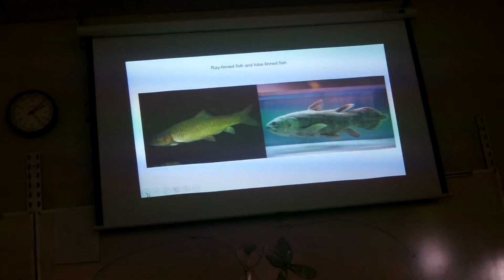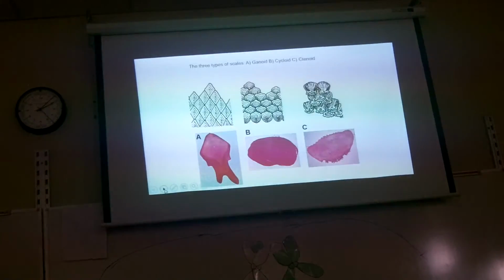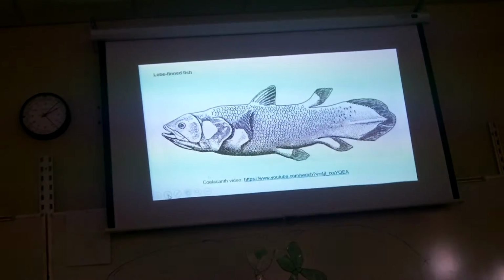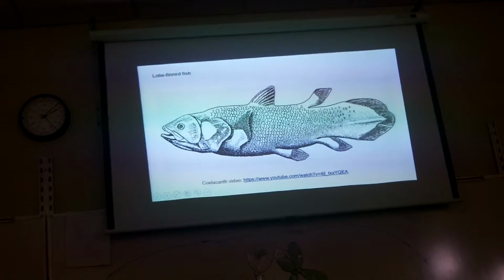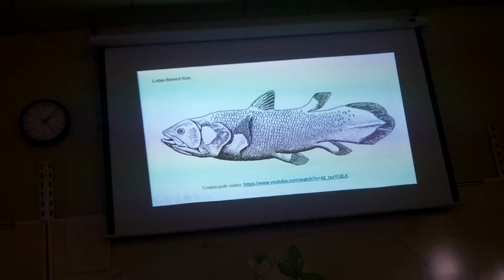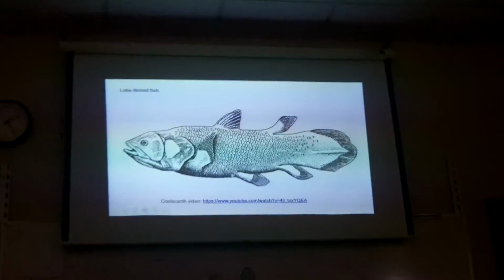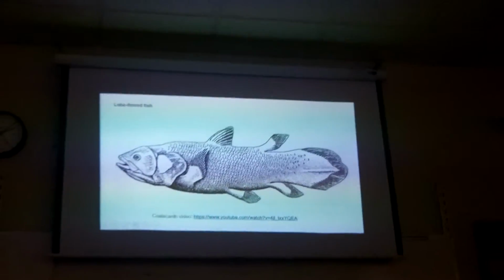And so that's what we see happen with these lobe-finned fish. Over millions of years, they evolve into the amphibians. And these lobed fins get larger and larger, and there you've got arms and legs.